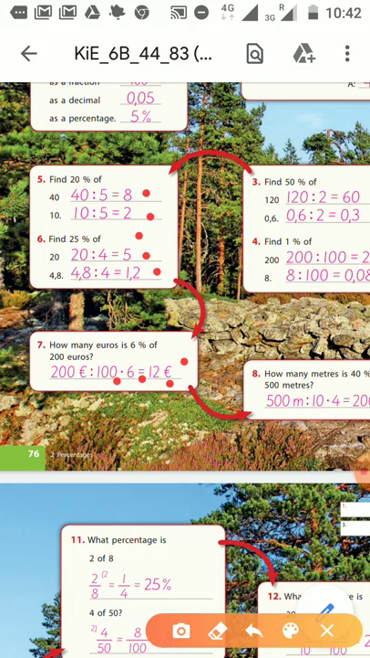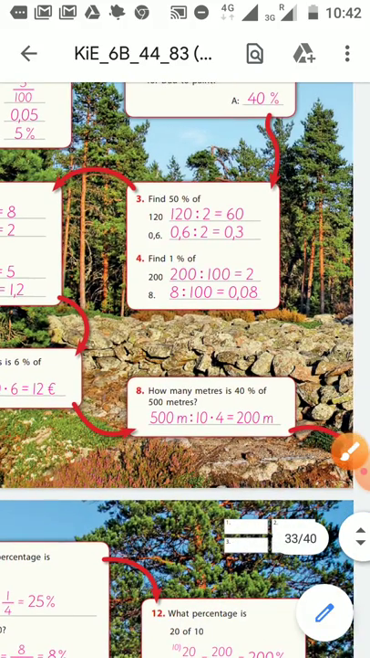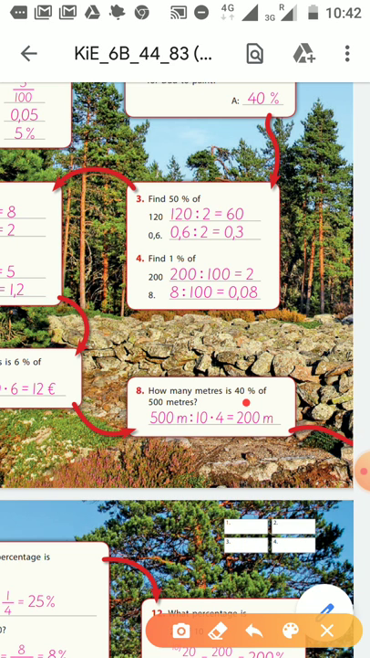And finally over here, number 8. How many meters is 40% of 500? So what you can do here is, when you've got a whole multiple of 10, like 30, 40, 50, find out what 10% is first. To do that, all we've got to do is divide it by 10. You can move the decimal place to the left to find out what 10% is, and then times it by 4. So here we've got 200 meters for that.